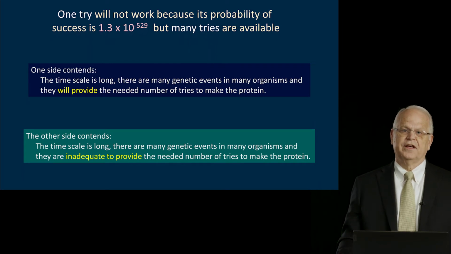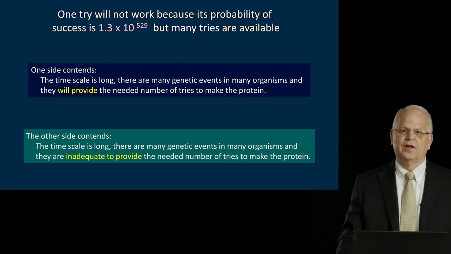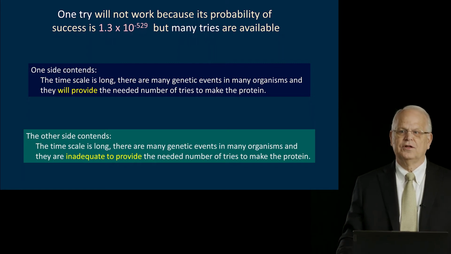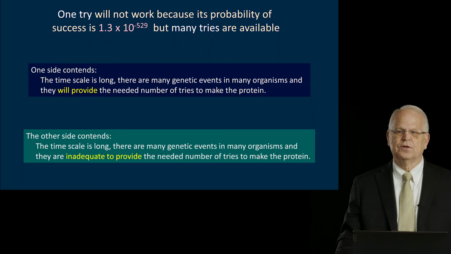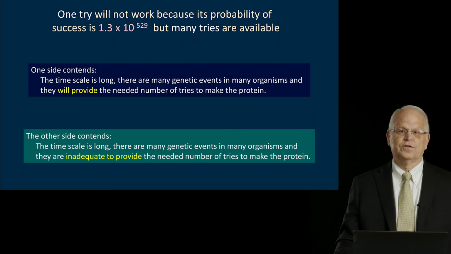One side contends that the time scale is long, there are many genetic events, and there are lots and lots of organisms, and they will provide the needed number of tries to make the protein. The other side looks at the same data and says, yes, the time scale is long, and yes, there are many genetic events in many, many organisms, but they are inadequate to provide the needed number of tries to make the protein. So the hinge of the argument is what our best estimate of the number of tries really is, and whether that number of tries is sufficient to make the protein.